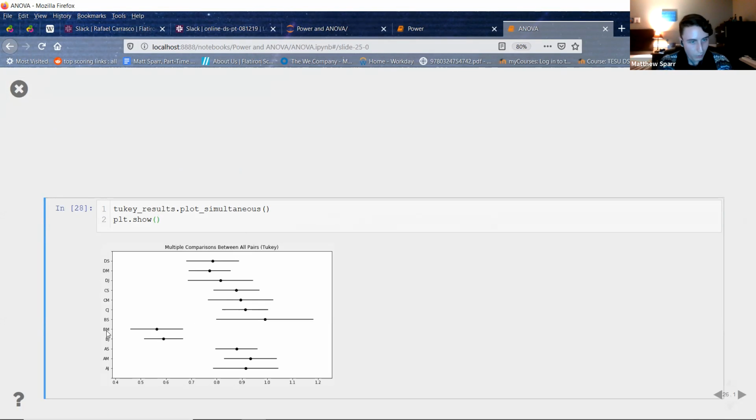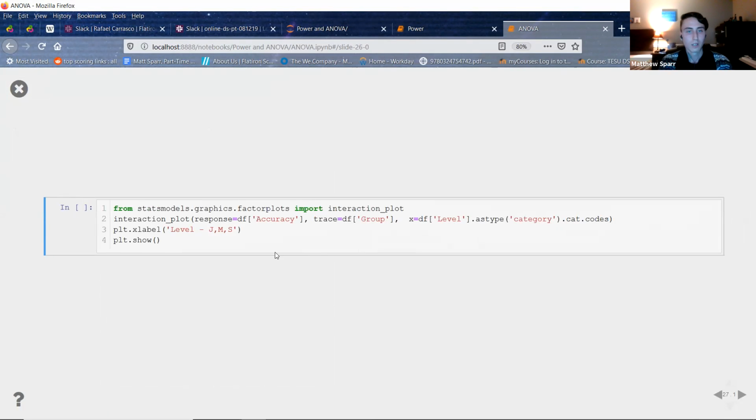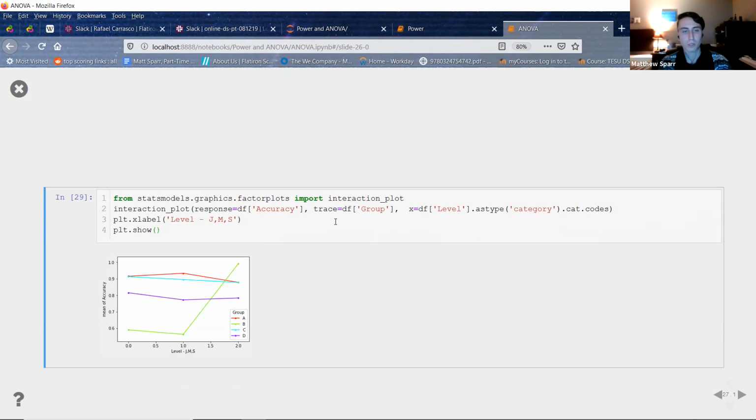You can see that for treatment B, both junior and mid-level seem to be significantly different than the rest. And then to further see this difference, we can plot what's called an interaction plot. So on the x-axis, we have the level. So 0 is junior, 1 is mid, and 2 is senior. And then we can plot the different treatments. So we can see that for treatments A, C, and D, there's not really a change in accuracy as we move across the different levels. But for treatment B, which was the alcohol, there is a difference. So the accuracy seems to be lower for junior and mid data scientists, but much higher for senior data scientists.